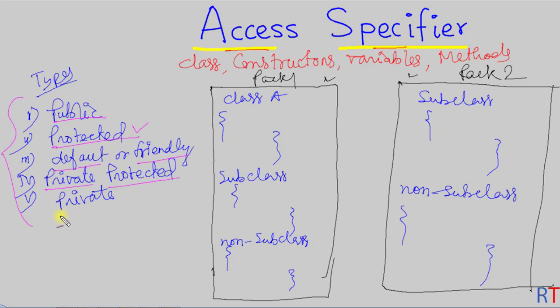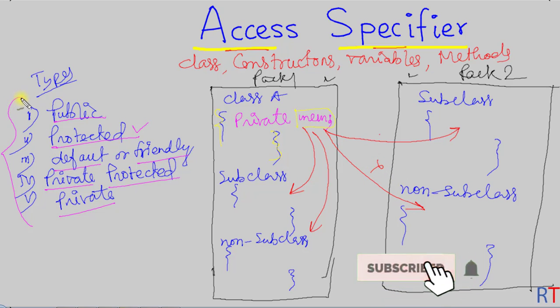Now we talk about private access specifier. The member with private access specifier has the most restriction. The private members can only be accessible from within the same class, and it will not be accessible from subclass in the same package, non-subclass in the same package, or subclass in the other package, or non-subclass in the other package. So hope you understand about the types of access specifier available in Java and also their range of access. So hope you understand the concept.